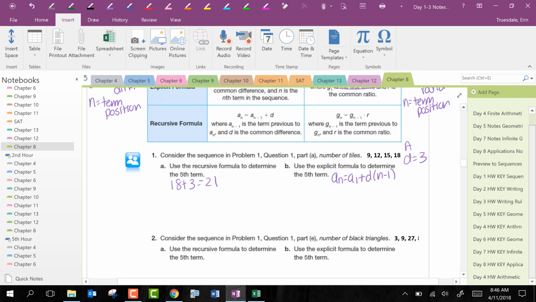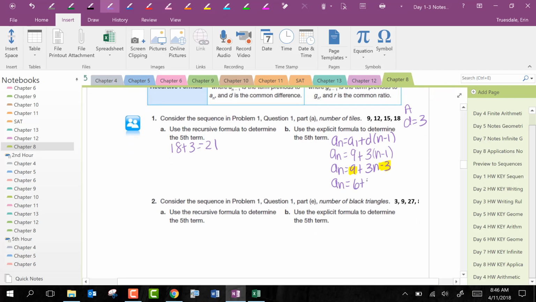So, I don't know A N. That's going to be the term that I'm looking for, any term. Do I know the first term in the sequence? It's 9. Do I know D, what it's changing by? It's 3. And then I don't know N, because that's the term position, and I want to write a rule that works for any term position. Okay, so I'm going to leave it like that. So we're going to distribute the 3 and just simplify this down. So 9 plus 3n minus 3, or A N equals, add the 9 and the negative 3 together, and what does that give you? So we got 6 plus 3n.